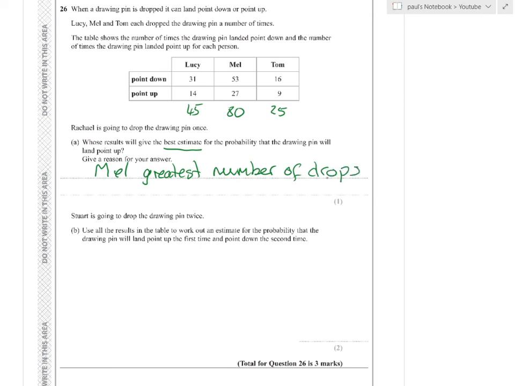I thought this was going to be a mad one. What's the probability or something? But it turned out. Right. Stuart is going to drop the drawing pin twice. Use all the results in the table to work out an estimate for the probability that the drawing pin will land point up first time and point down second time. Oh yeah, spoke too soon.